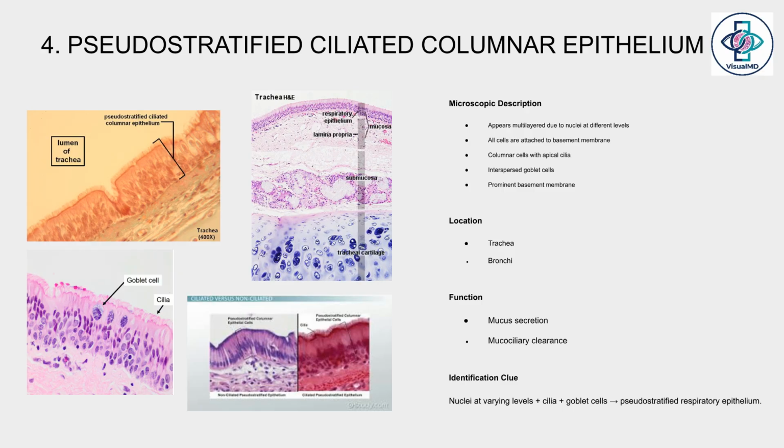Pseudostratified ciliated columnar epithelium appears multilayered because nuclei are at different levels, though all cells touch the basement membrane. It is crucial for mucus secretion and mucociliary clearance in the trachea and bronchi.